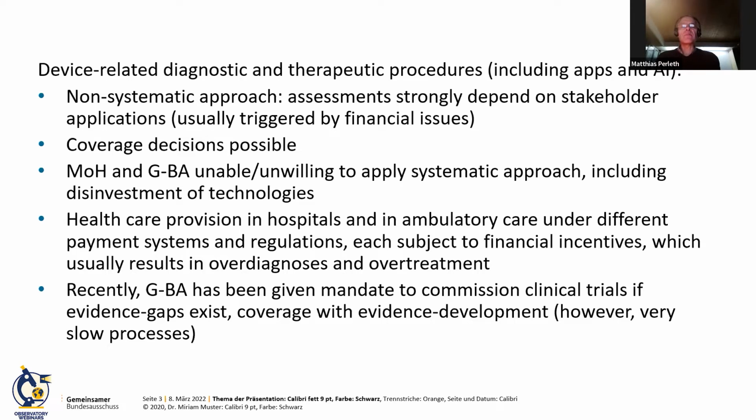Healthcare provision in hospitals and in ambulatory care is also set in different payment systems and regulatory systems, which means that contradictory decisions are possible, and financial incentives are strong here, which maybe also leads to certain overdiagnosis and overtreatment. There has been some change of the situation recently, about 10 years ago. GBA has been given the mandate to commission clinical trials if evidence gaps exist on new non-pharma technologies, and so a coverage with evidence development program has been started. However, this is a very slow process, and results are not yet available, although a number of clinical trials have been started recently. Next, please.